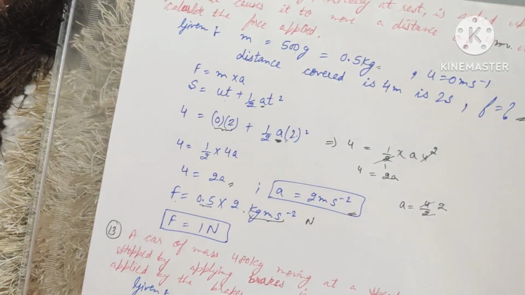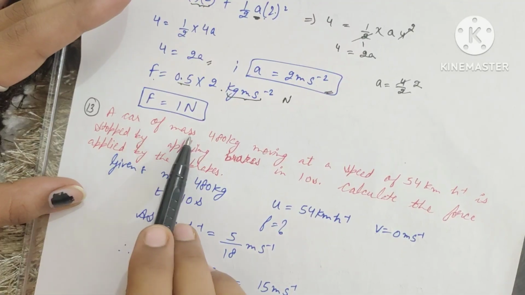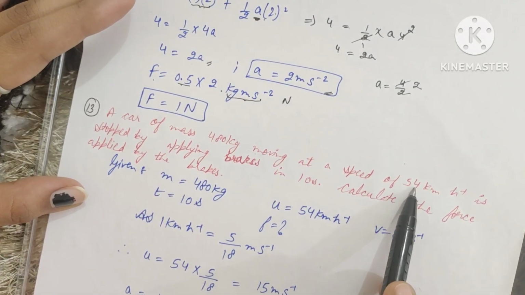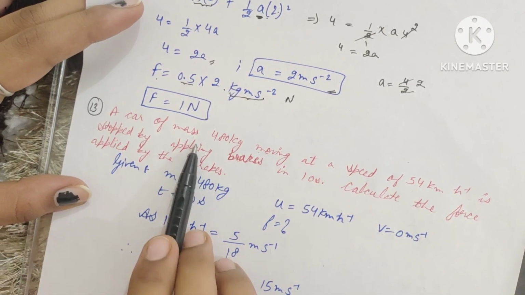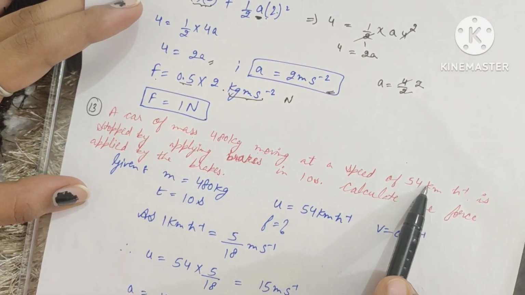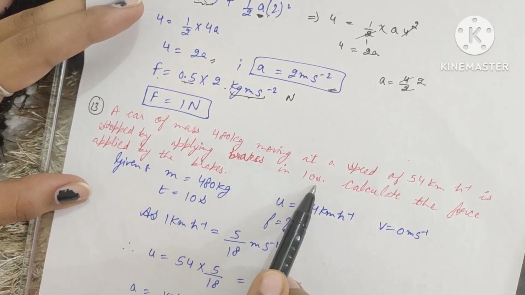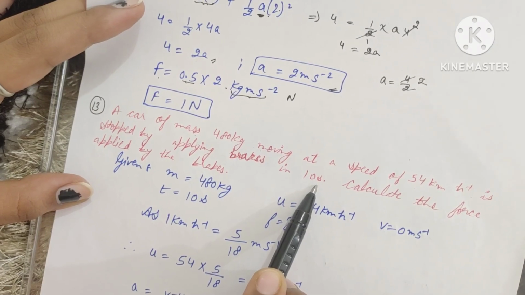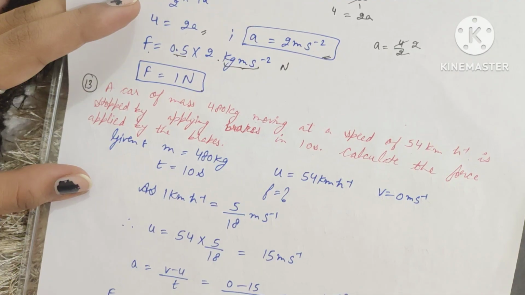Now the statement number 13. A car of mass 480 kg moving at a speed of 54 km per hour. What is the mass of the car? What is the speed with which it is moving? It is the initial speed. And it stopped by applying the brakes in 10 seconds. The time taken to stop is 10 seconds. Calculate the force applied by the brakes.